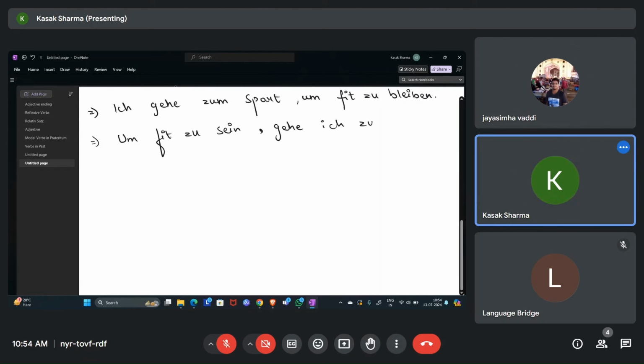Now these two sentences I have formed with um zu, and in the clause with um zu I don't mention the subject, because the subject is the same in the whole sentence. As in, I go for sport in order to stay fit, or in order to be fit I go for sport. And if you start your sentence with um zu, the verb comma verb rule will follow.